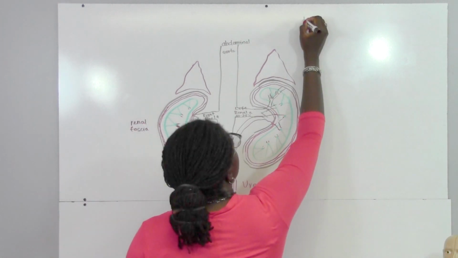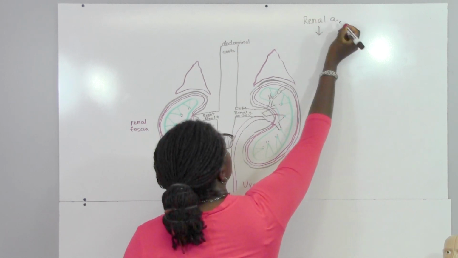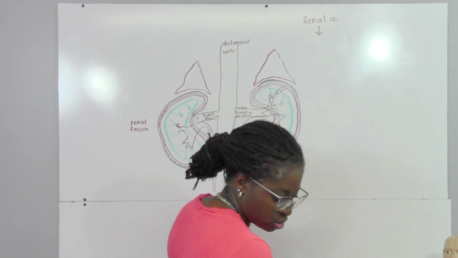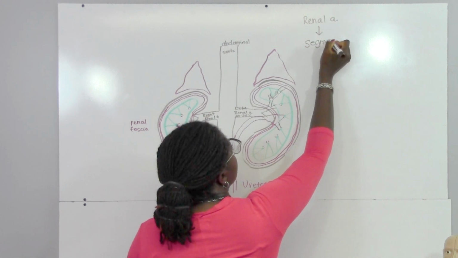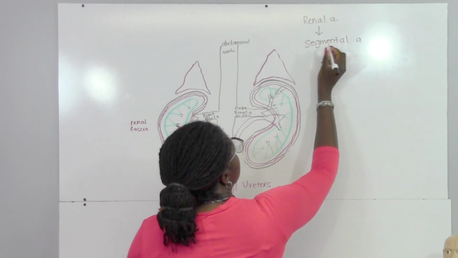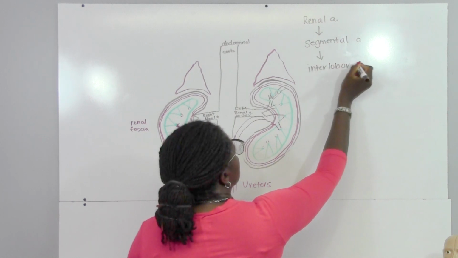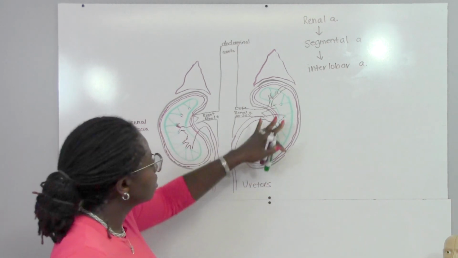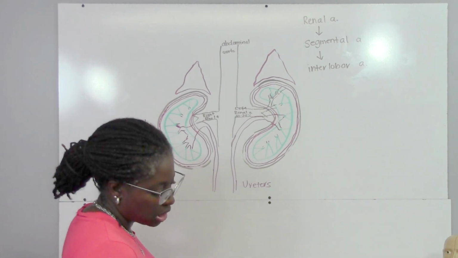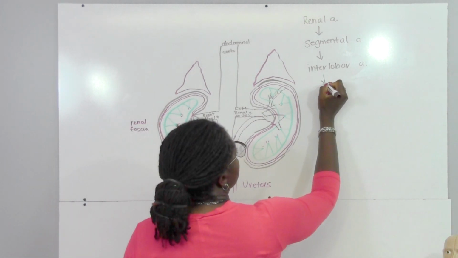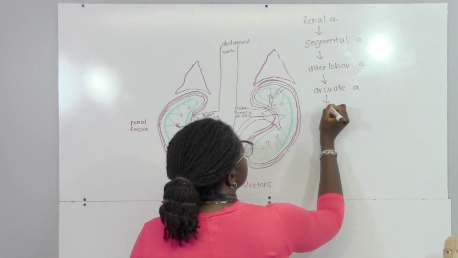So again, we have the renal arteries coming directly off of the abdominal aorta. The renal arteries are going to branch into the segmental arteries into the interlobar. You can imagine that's between the lobes that we talked about, the columns that are joined, medullary pyramid make a lobe. The interlobar arteries branch into the arcuate, and the arcuate arteries into the cortical radiate.